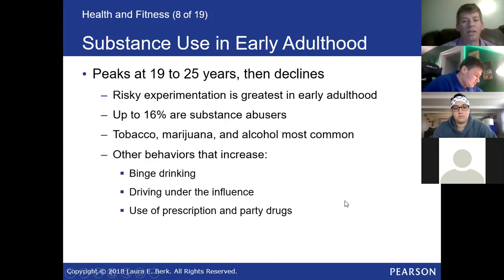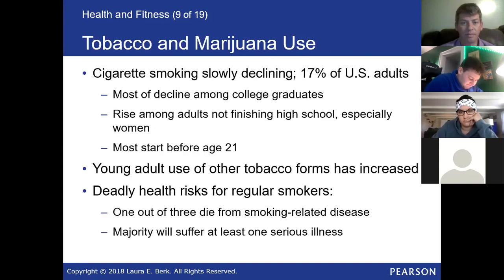Substance use in early adulthood. This peaks at 19 to 25 years of age and then declines. Risky experimentation is greatest in early adulthood. Up to 16% are substance abusers. We're talking about alcohol mostly, but tobacco, marijuana, other behaviors that increase: binge drinking, driving under the influence, and the use of prescription and party drugs.